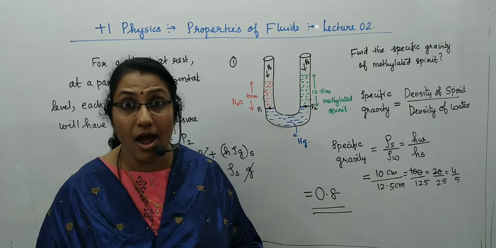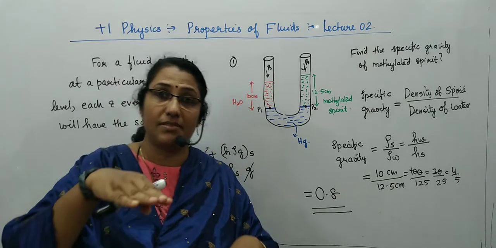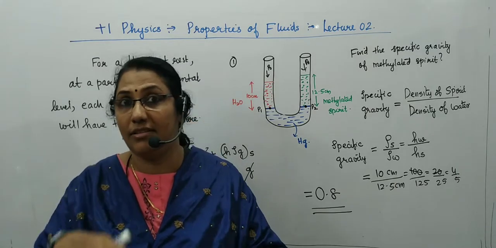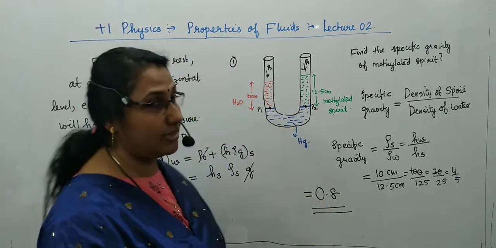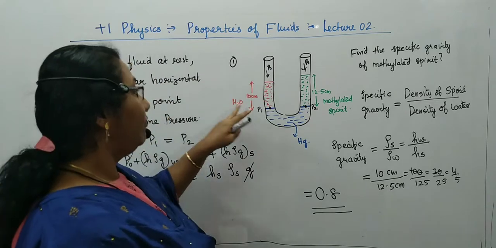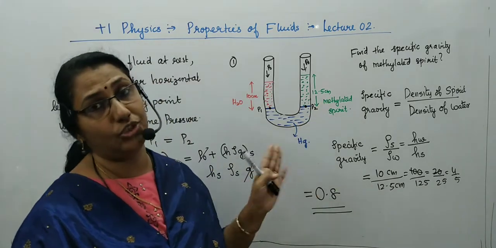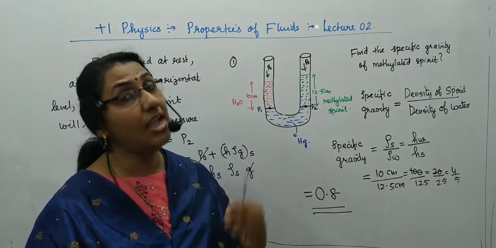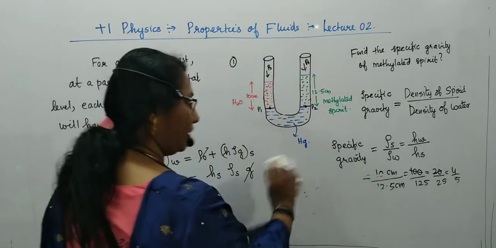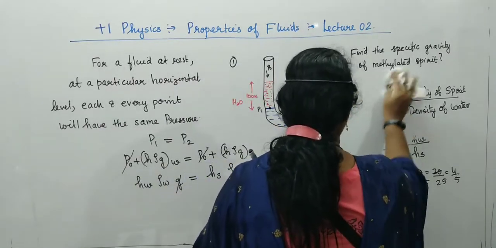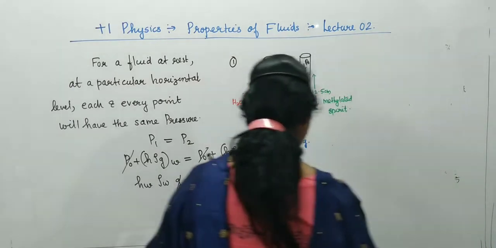Now they are saying that there is a difference in the mercury level in the two limbs. Clear? And if so, what is the difference in the mercury level when 15 cm of water and 15 cm of methylated spirit are further added to this U-tube, if that U-tube has sufficiently large limbs? Okay, so now they are saying how much water is present in the first limb already?